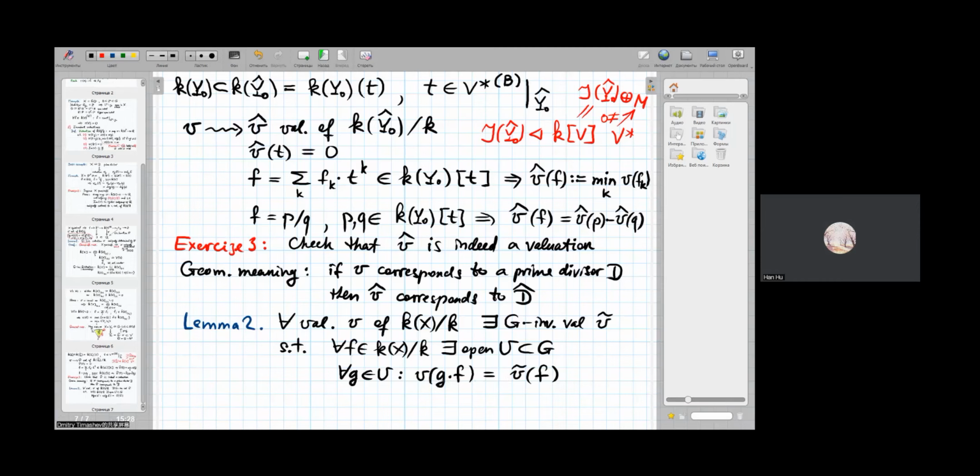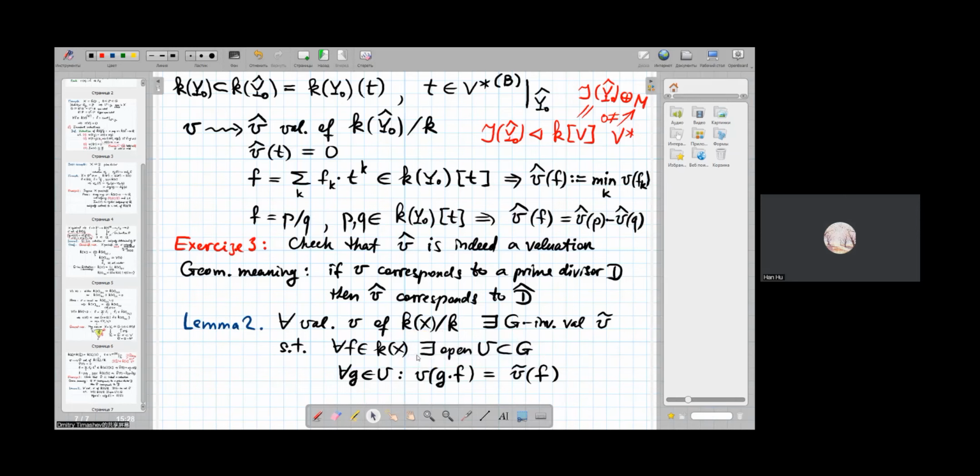So the F belongs to the quotient of K(X) over K. No, I'm sorry, it is not the quotient. Yeah, you are right. Of course, you are right. I have to move it away. Is it okay now? Yeah, it should be like this.